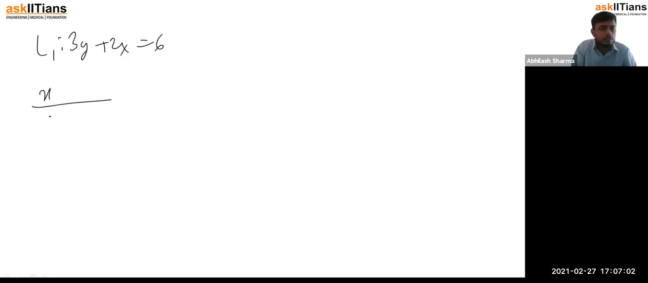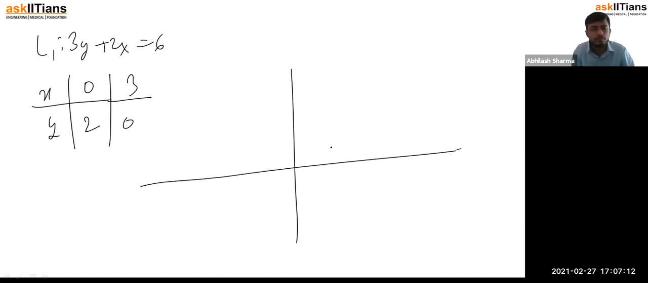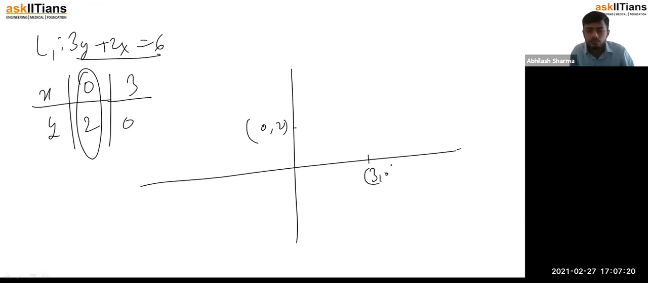So let us find any 2 points which satisfy this. So when x is 0, y is 2. When y is 0, x is 3. So where are these points? 0 comma 2, which satisfies this equation, lies here. 3 comma 0 will lie here. Join both of these points. So clearly this represents line L1.